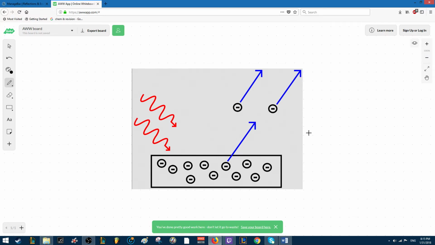I hope this clears any small confusions about the basic understandings of the photoelectric effect and its workings.